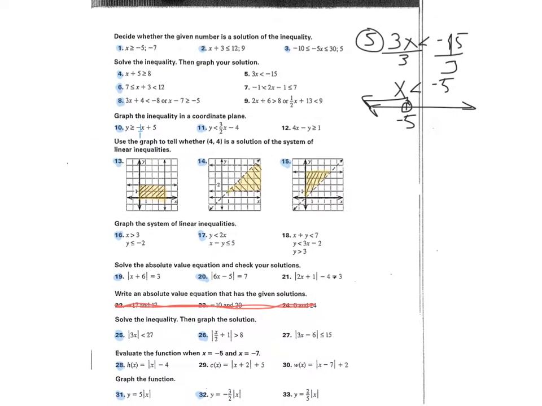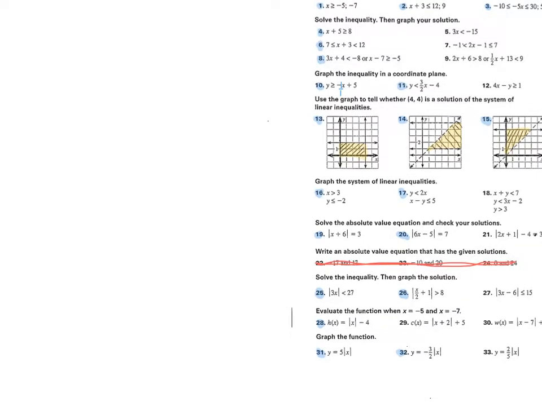So again, let me review with you that greater than or less than is going to be a dashed line. If it's greater than or equal, or less than or equal, that's a solid line.